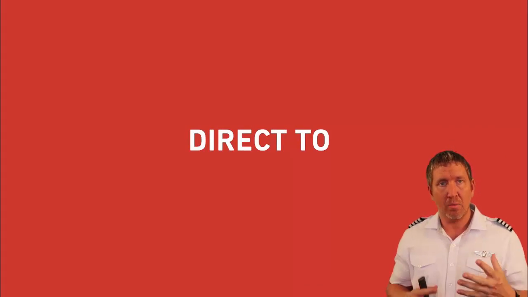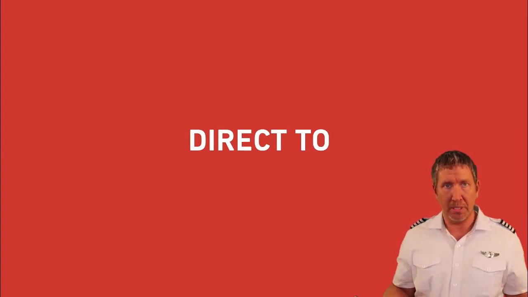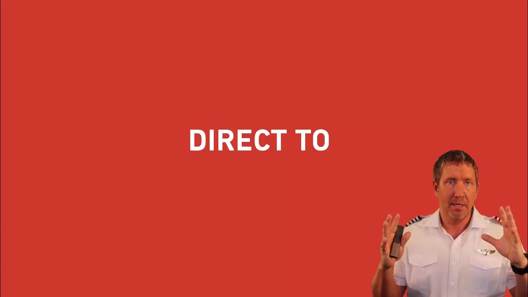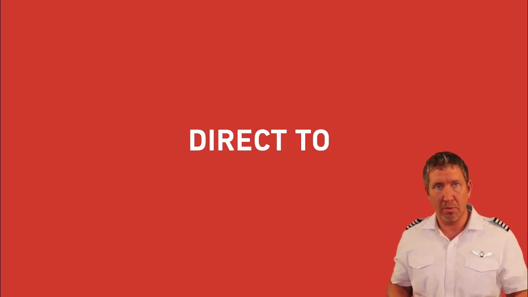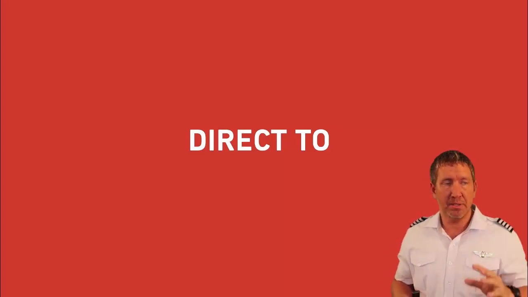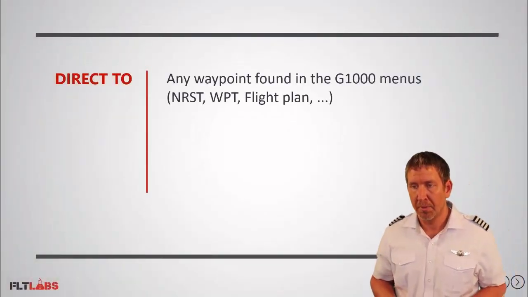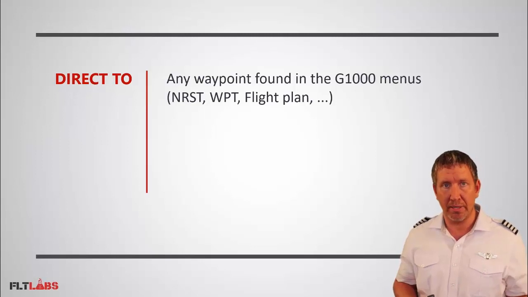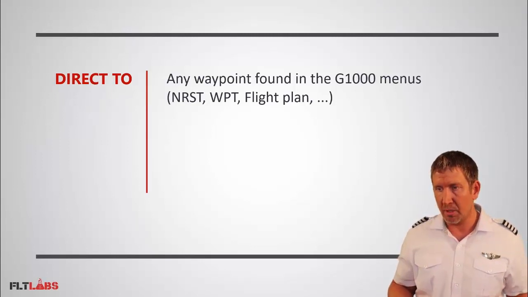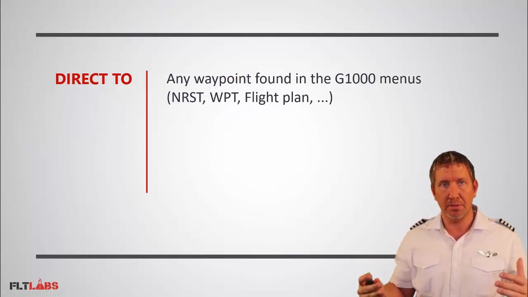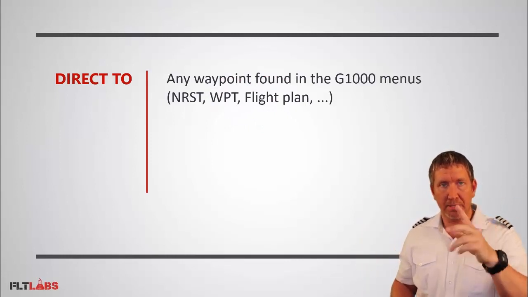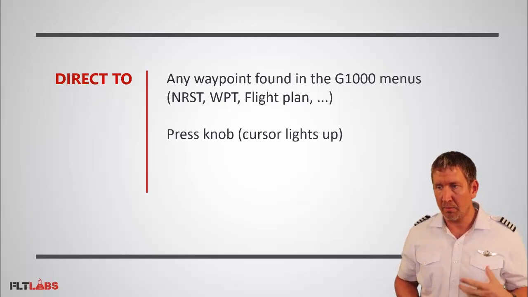Direct to. Now we're going to get into using the GPS for VFR. So direct to is definitely the most common thing that we're going to do. We're flying, hey, I'm going to go to this airport, we press direct and we're going to head there. Any waypoint found in the G1000 menus can be used for direct to navigating, and those are found in our nearest page, waypoint pages, and our flight plans. We go into those, highlight them, press direct, and we'll begin to go.